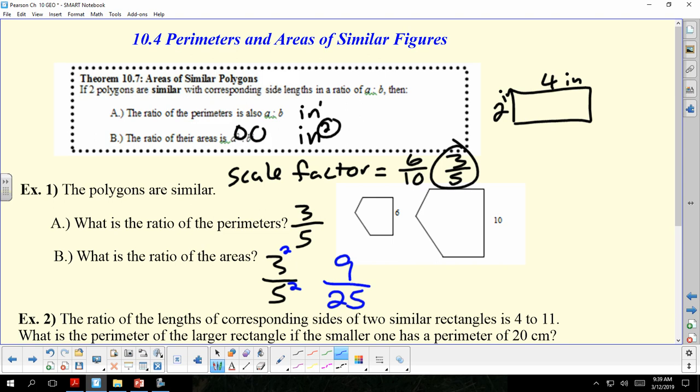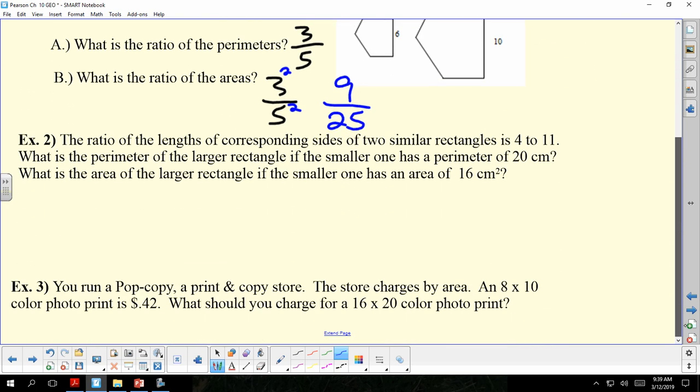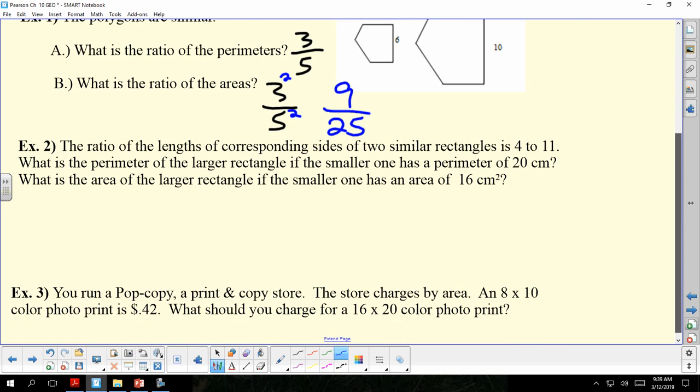So let's take a look at this next one. The ratio of the lengths of corresponding sides of two similar rectangles is 4/11. What is the perimeter of the larger rectangle? The smaller one has a perimeter of 20. What is the area of the larger rectangle? The smaller one has an area of 60. So to solve these types of problems, we're just going to set up a proportion with these ratios.